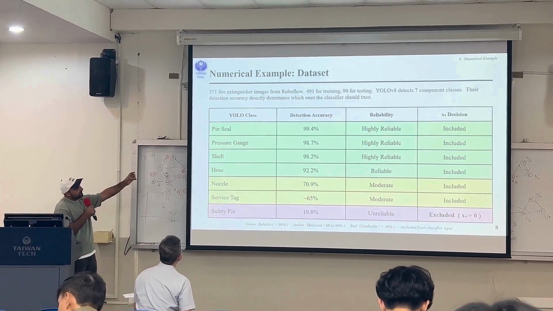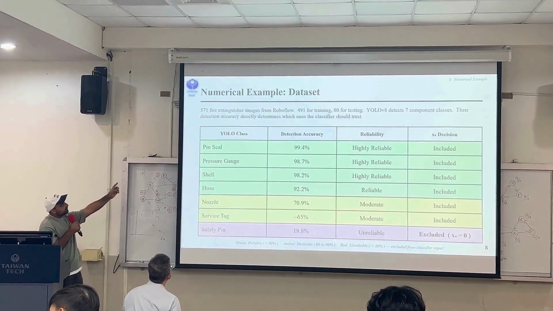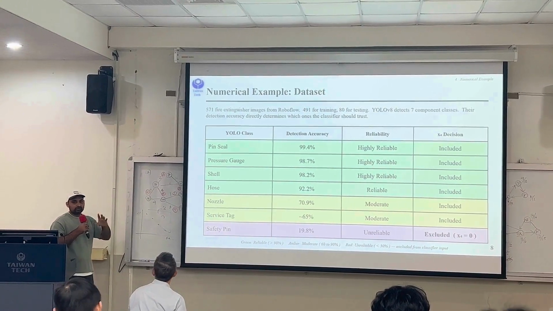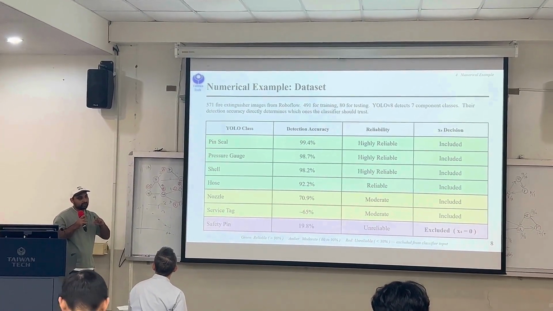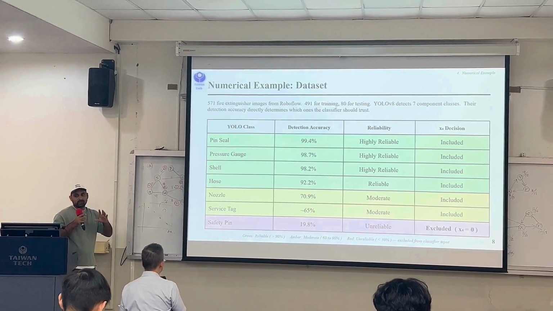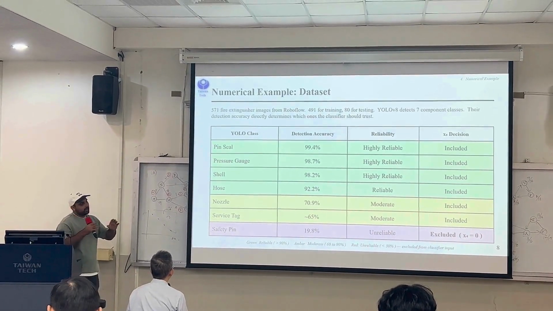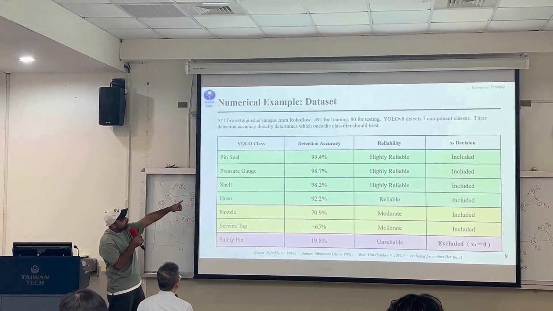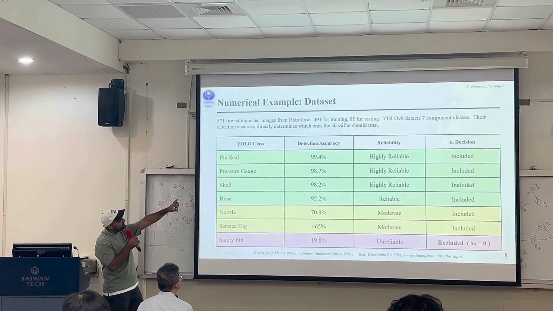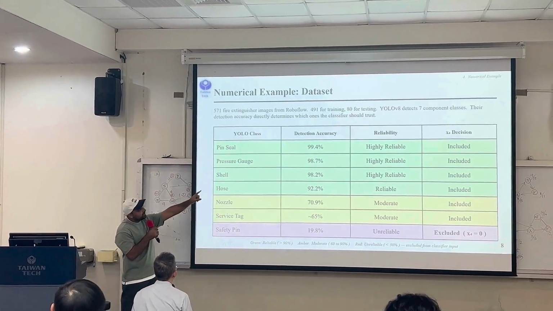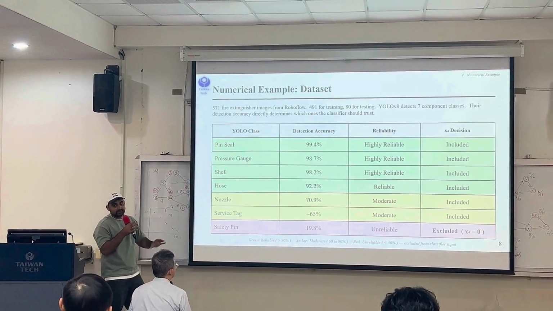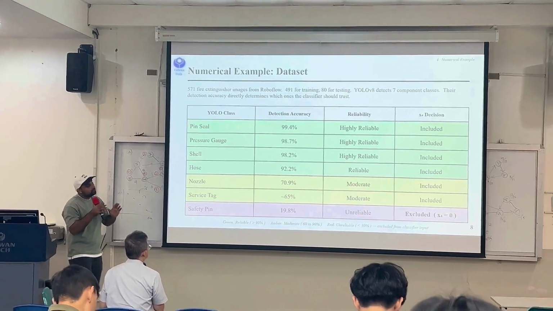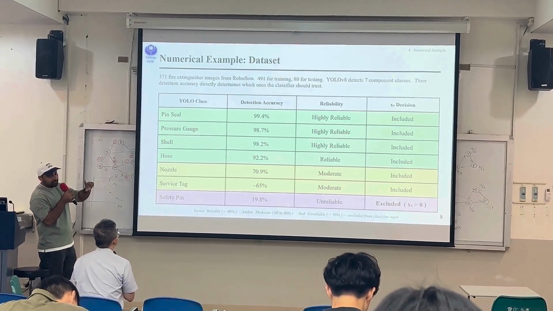The total of the images that I downloaded was 571, and some of the images I also captured on my own phone, about 100 to 200. And then around 491 I used for the training and testing, and 80 of them for testing. You can see the 7 classes were detected with the help of YOLO V8, so that's layer 1. And 7 components were classified.